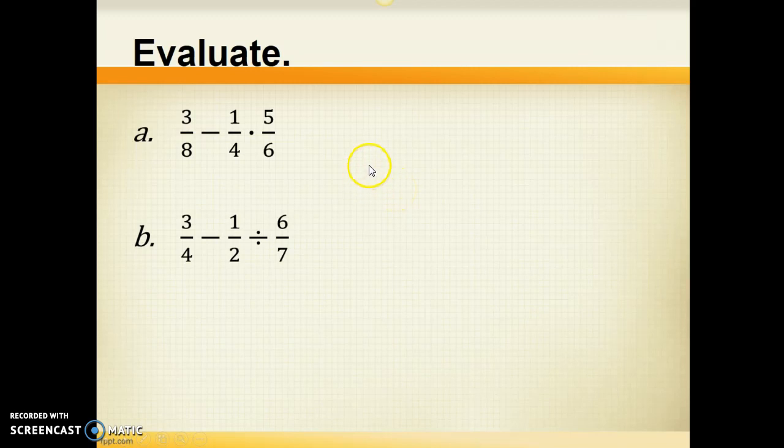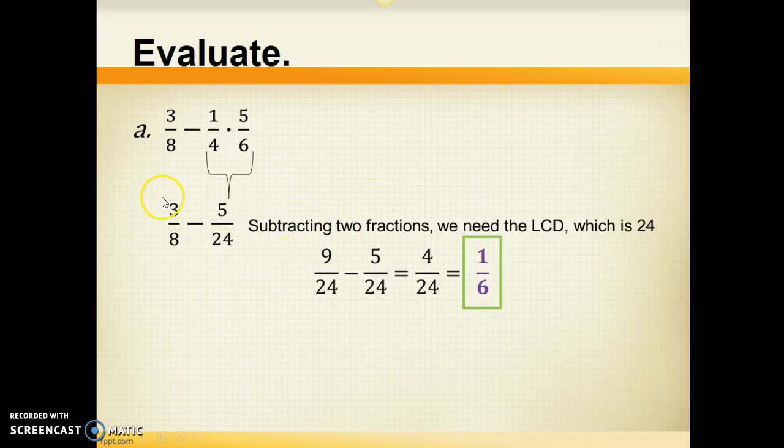Here we will use order of operations to evaluate these particular problems. I will walk through problem A with you, and then you can work through B and let me know if you have any questions. For A, order of operations tells us that we need to do our multiplication first. So multiplying, we just multiply our tops times our bottoms, so we'll have 5 over 24. Bring down our 3 over 8, so we have 3 over 8 minus 5 over 24.